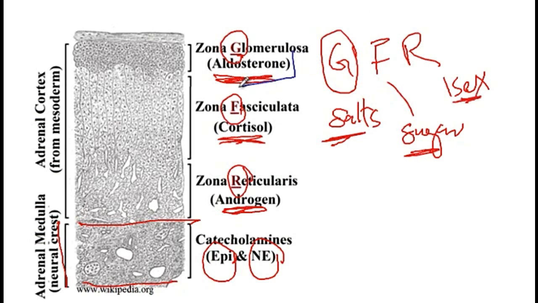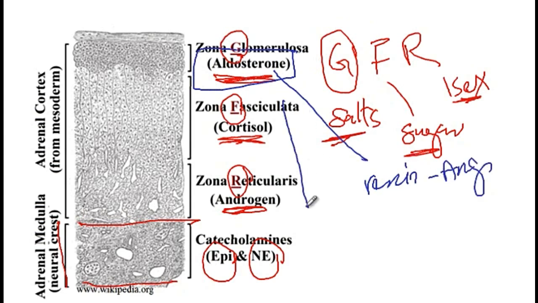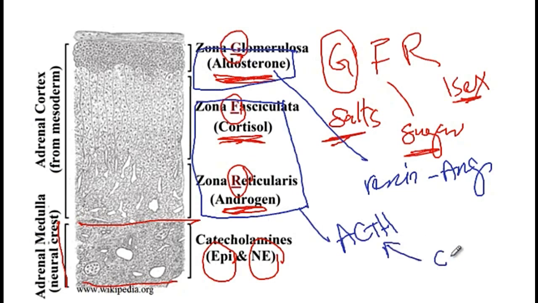Now the secretion of aldosterone is regulated by the renin-angiotensin hormones, while the secretion of cortisol and androgen are regulated by the ACTH, which is secreted by the pituitary gland, and then ACTH itself is regulated by CRH, which is secreted by the hypothalamus. So next, I would like to go over the mechanism through which renin-angiotensin becomes active and acts on the aldosterone.